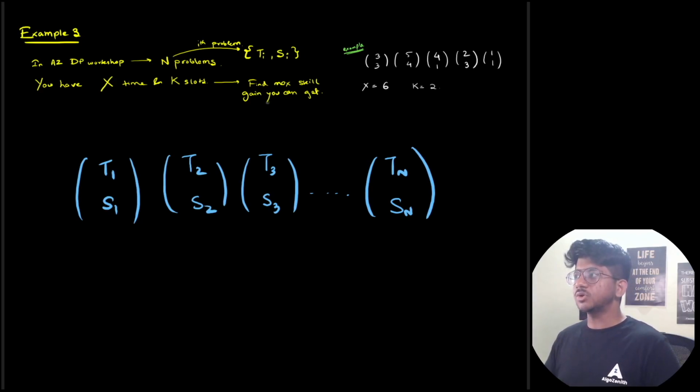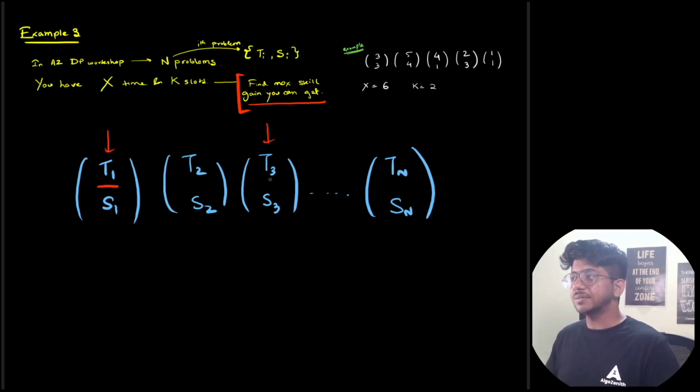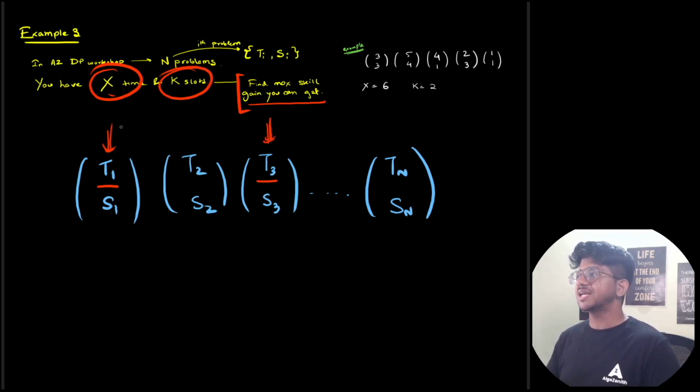Now, when you have to find the maximum skill you can get by choosing some number of problems, it's like choosing a subset. We have to take some elements out of them, and then find the maximum skill that we can get. The way we can do that is we choose a subset, and then ensure that the sum of times in the taken elements is less than or equal to the X given in the problem. And the number of items taken has to be less than or equal to K. Those are two restrictions with us. And then we have to make sure that whatever we take is a valid choice.